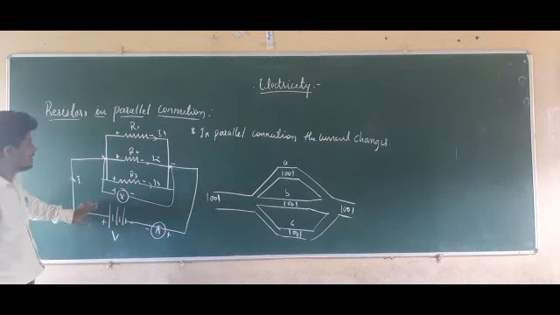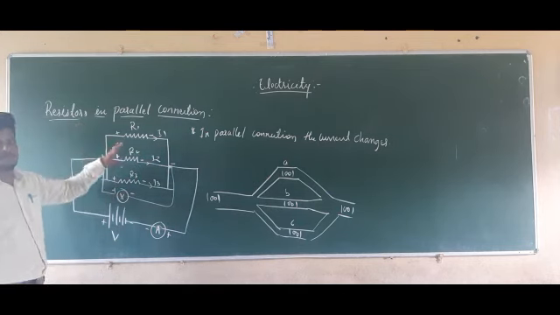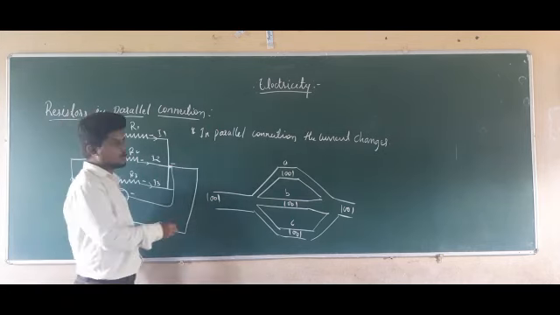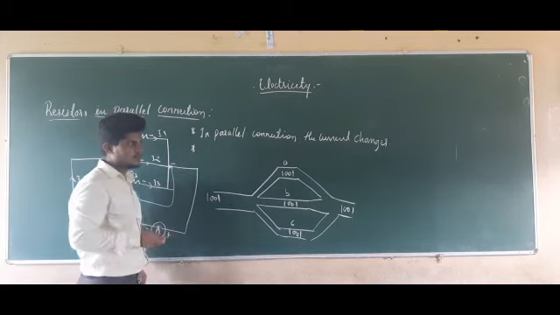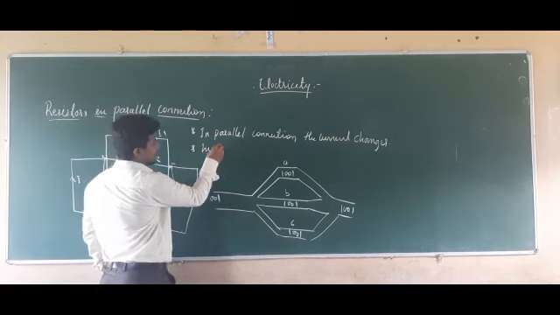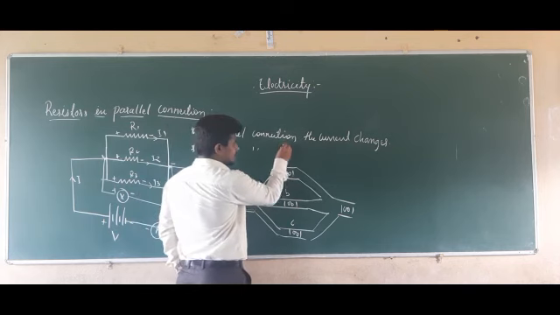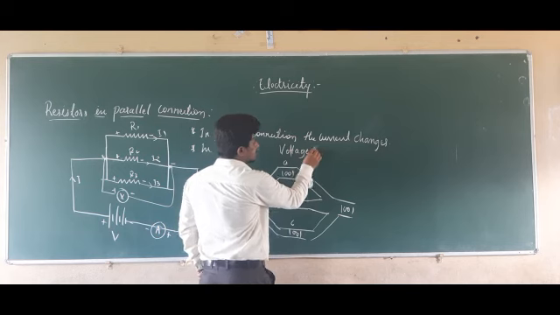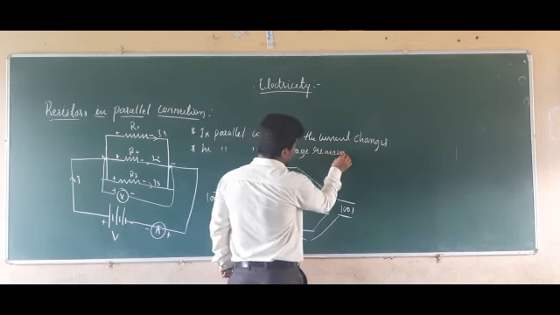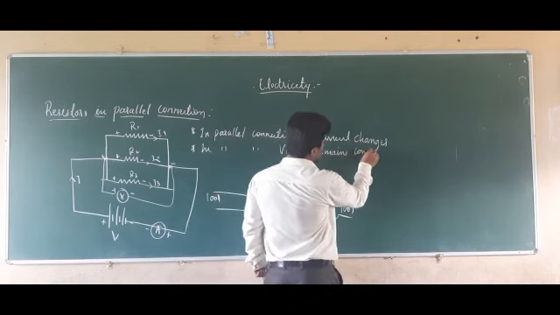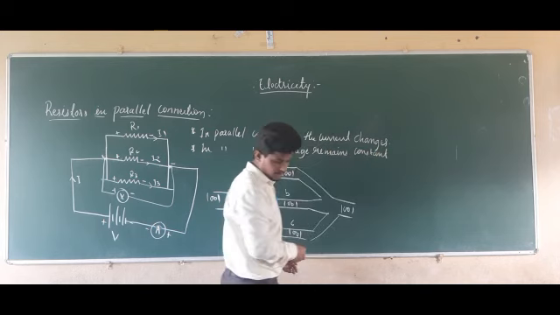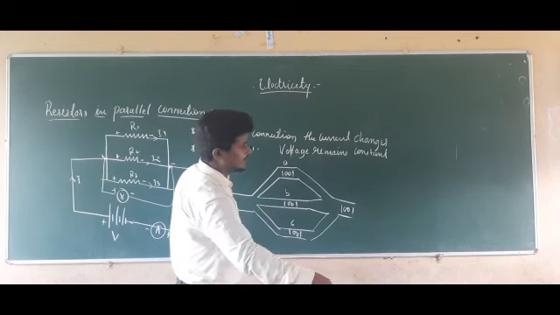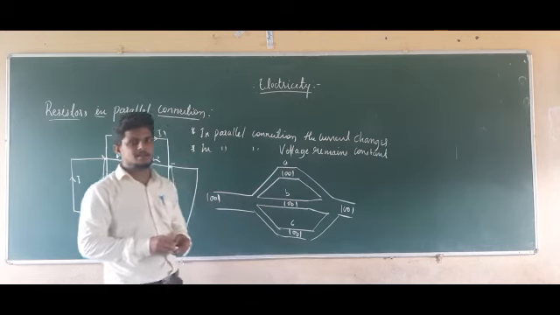Because of that, we can say that the potential difference or voltage in a parallel connection will remain constant. Therefore, in a parallel connection, voltage remains constant. So we can say that in the series connection, voltage is changing and current is constant.